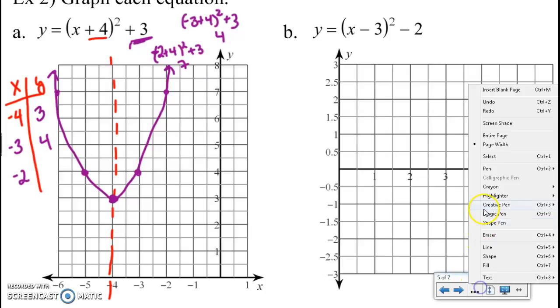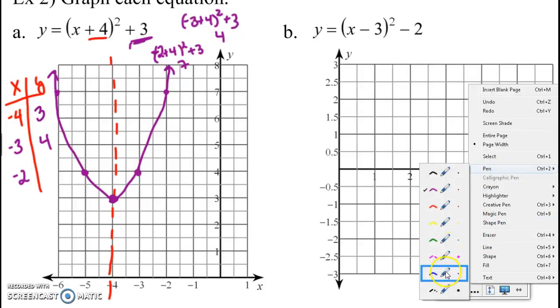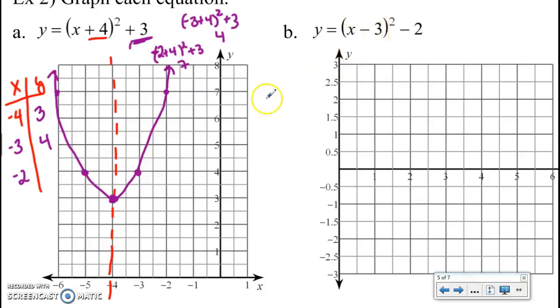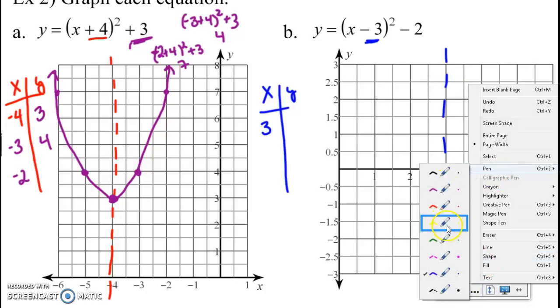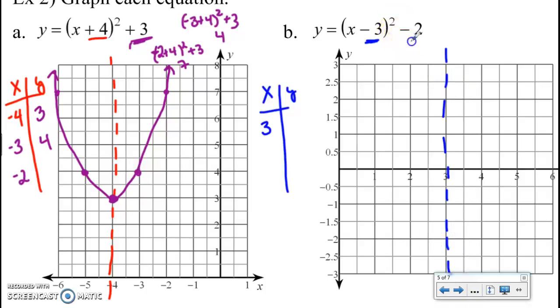Okay, one more time. Some colors here. Okay, first step, in my table to find my axis of symmetry and my vertex, I'm going to change the sign of this number. So +3, and that gives me my axis of symmetry. If I look at my other part here, I have a -2. So my vertex is at (3, -2).